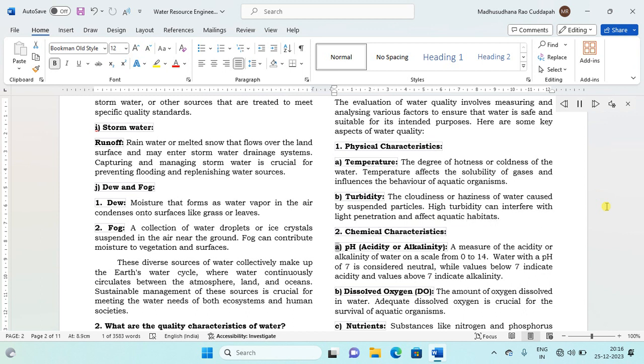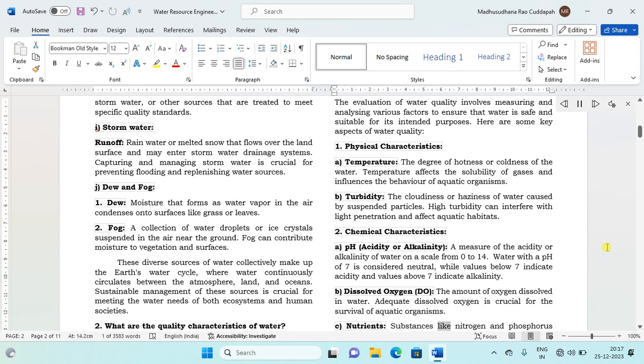2. Chemical characteristics. A. pH, acidity or alkalinity, a measure of the acidity or alkalinity of water on a scale from 0 to 14. Water with a pH of 7 is considered neutral, while values below 7 indicate acidity and values above 7 indicate alkalinity. B. Dissolved oxygen, DO, the amount of oxygen dissolved in water. Adequate dissolved oxygen is crucial for the survival of aquatic organisms.